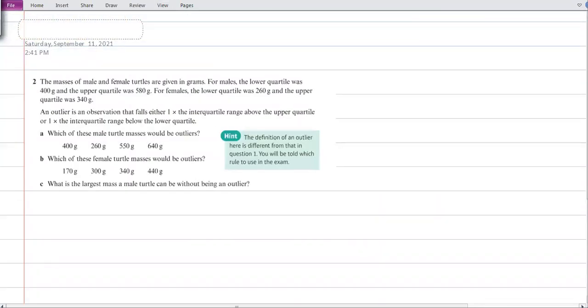The question is, the masses of male and female turtles are given in grams. For males, the lower quartile was 400 grams. I have the two parts of this data, male and female turtles.